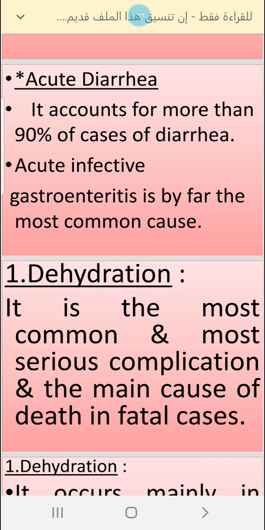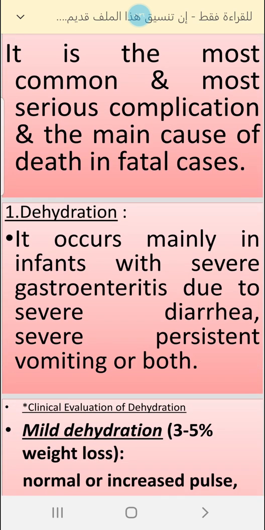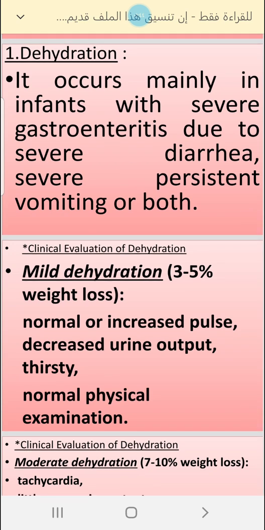Now we'll talk about the most important complication of diarrhea, which is dehydration. It is the most common and most serious complication and the main cause of death in fatal cases. Dehydration occurs mainly in infants with severe gastroenteritis due to severe diarrhea, severe persistent vomiting, or both. Clinical evaluation of dehydration.